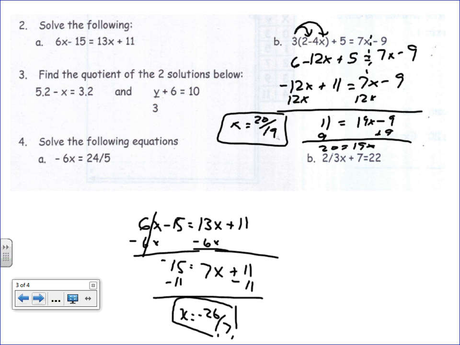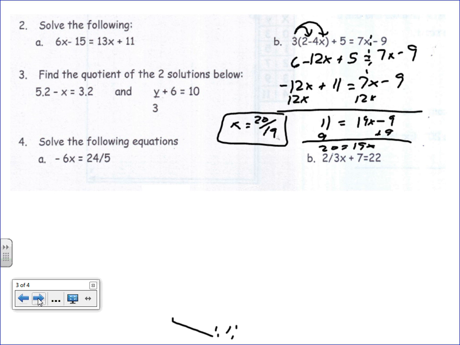Find the quotient of the two solutions below. So what I'm expecting you to do is work these two solutions and then do what to the answers? Divide them. Very good. So it's just kind of another way of asking you to solve a problem. So what I do here is I say 5.2 minus x equals 3.2. So the first thing is I got to get an answer to this question right here. Then I got to get an answer to y over 3 plus 6 equals 10. Then when I get those two answers, notice what it says. It says find the quotient of those two.